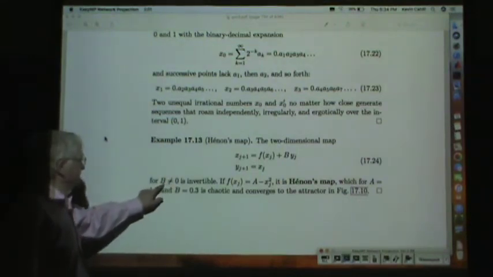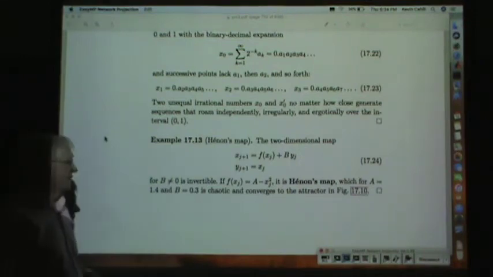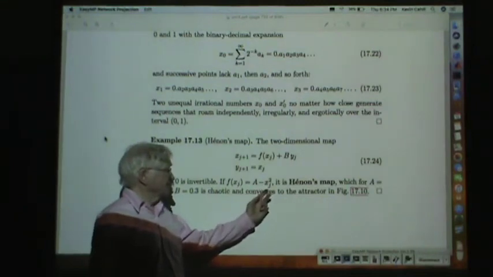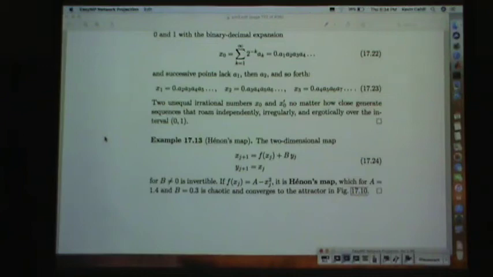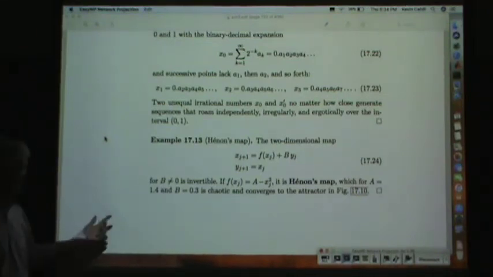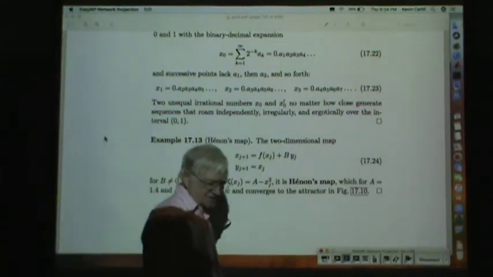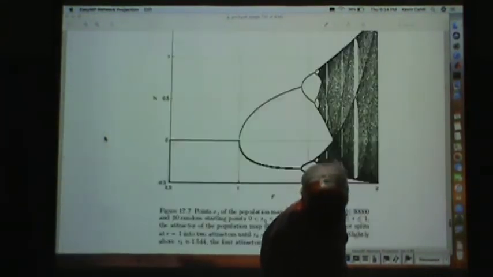If B is not equal to 0, then it actually is invertible, but it's two-dimensional. If you set F equal to A minus x squared, then it's called a Hénon map. And if A is 1.4 and B is 0.3, then it's chaotic and it converges to a certain attractor. So let's see where that attractor is.